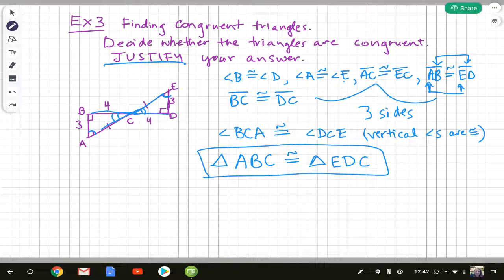So if I had to justify that, I would say all corresponding parts are congruent, because I just went through the whole list up here.